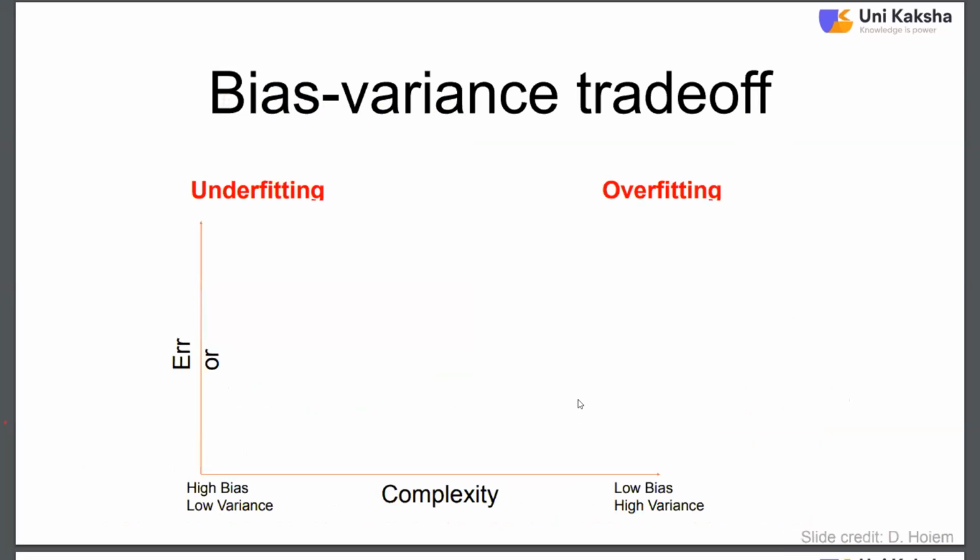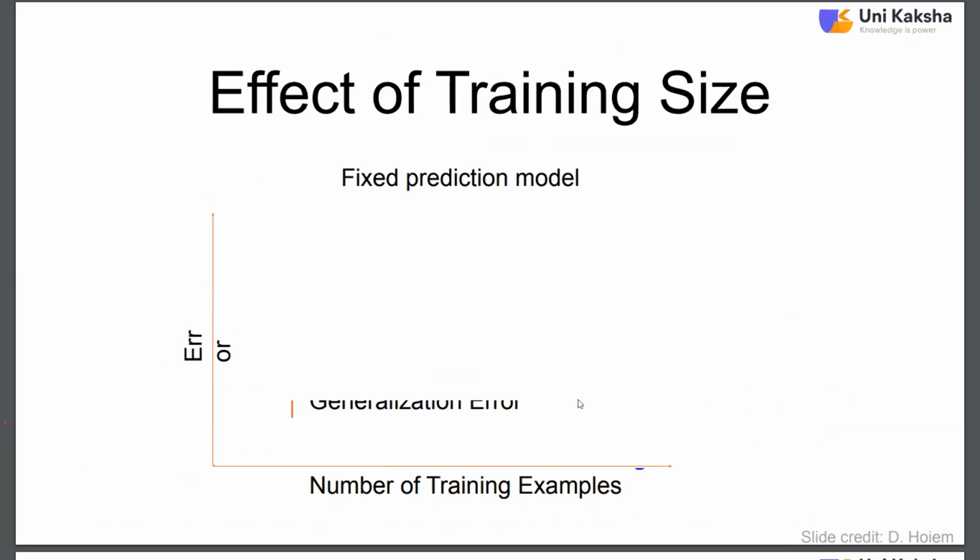So this is the bias and variance trade-off. As we have studied about the underfitting and overfitting model, the same thing applies here. Next slide, sir. Okay, so the effect of training size is also important to get the prediction model. There is one graph. Next slide, sir.